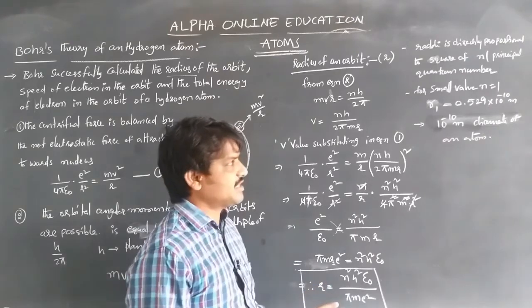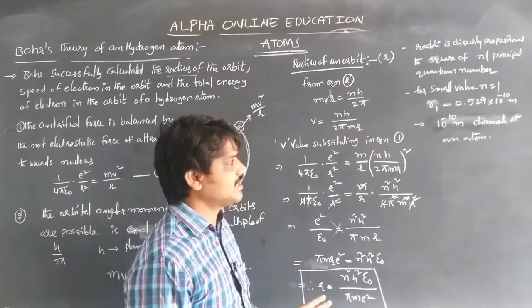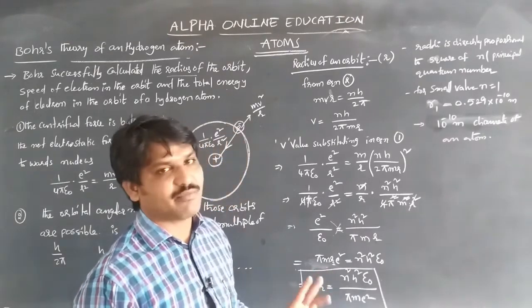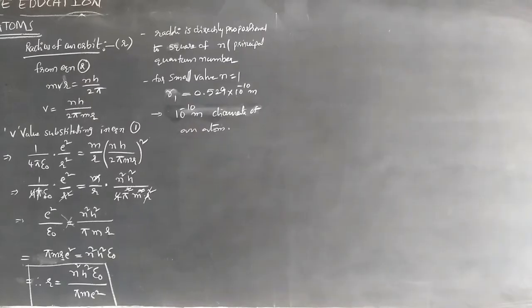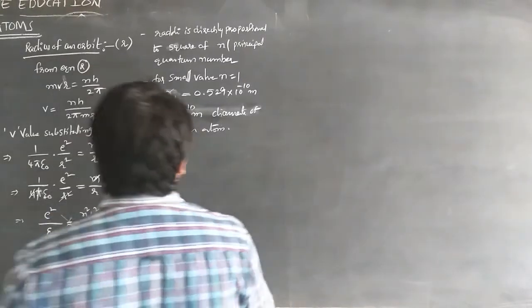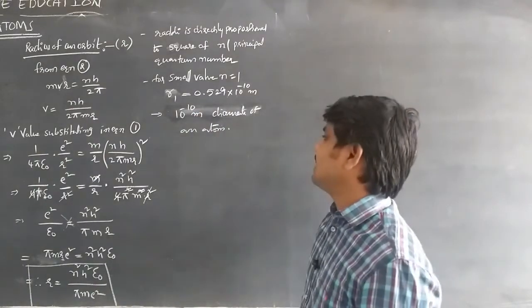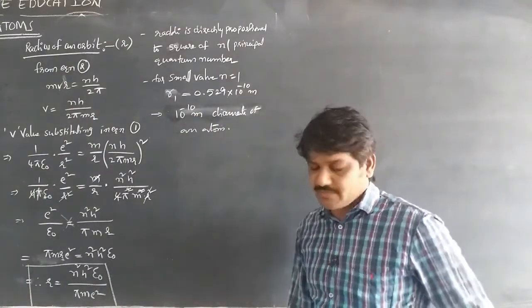Then from that value we can calculate that the diameter of an atom will be 10 to the power of minus 10 meters. So from this equation, we can calculate the diameter of an atom as 10 to the power of minus 10 meters.